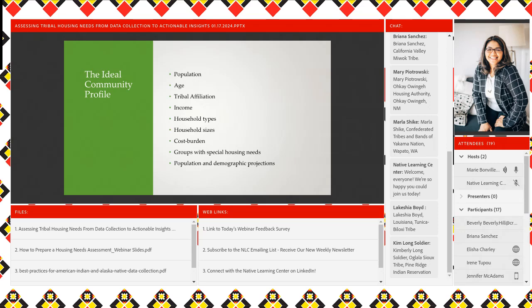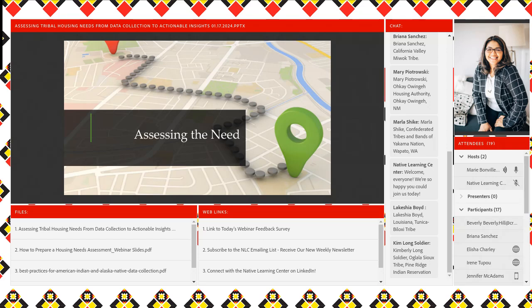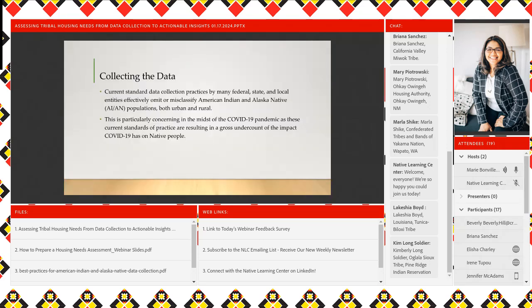You can use the CAST system for population, age, tribal affiliation, income, household type, household size, cost burden, groups with special housing needs, as I said before, your elders, essential workers, fire, rescue, police, etc. Population and demographic projections, right? So if you have a tribal college and you see projected growth in enrollment, what will that mean for their housing needs, etc.? So thinking about that means paying attention to the data that you're collecting.